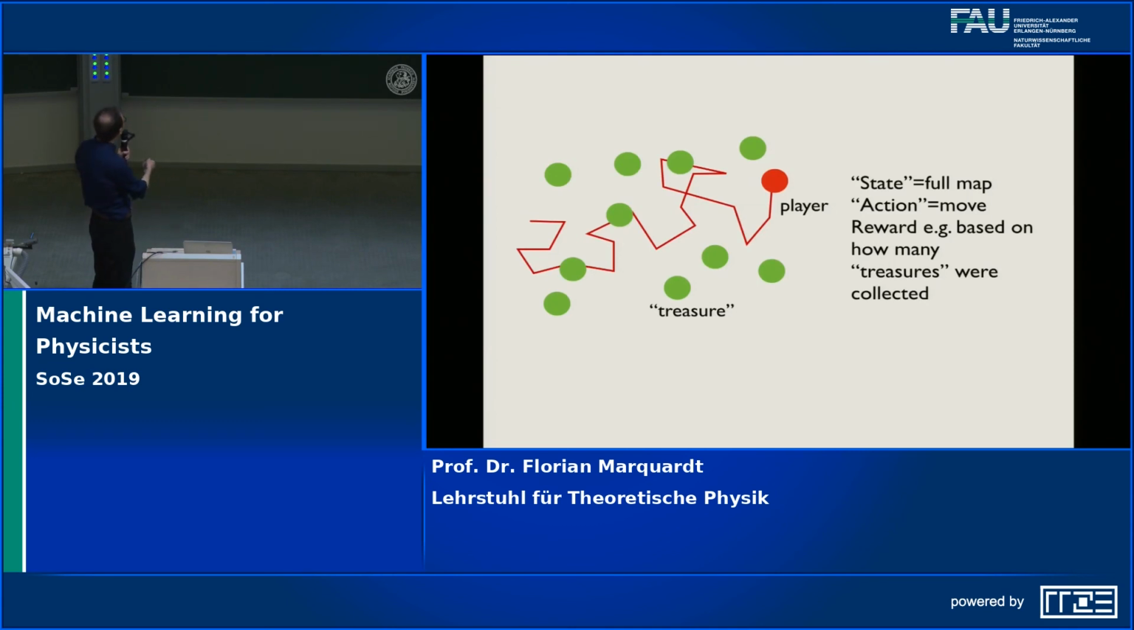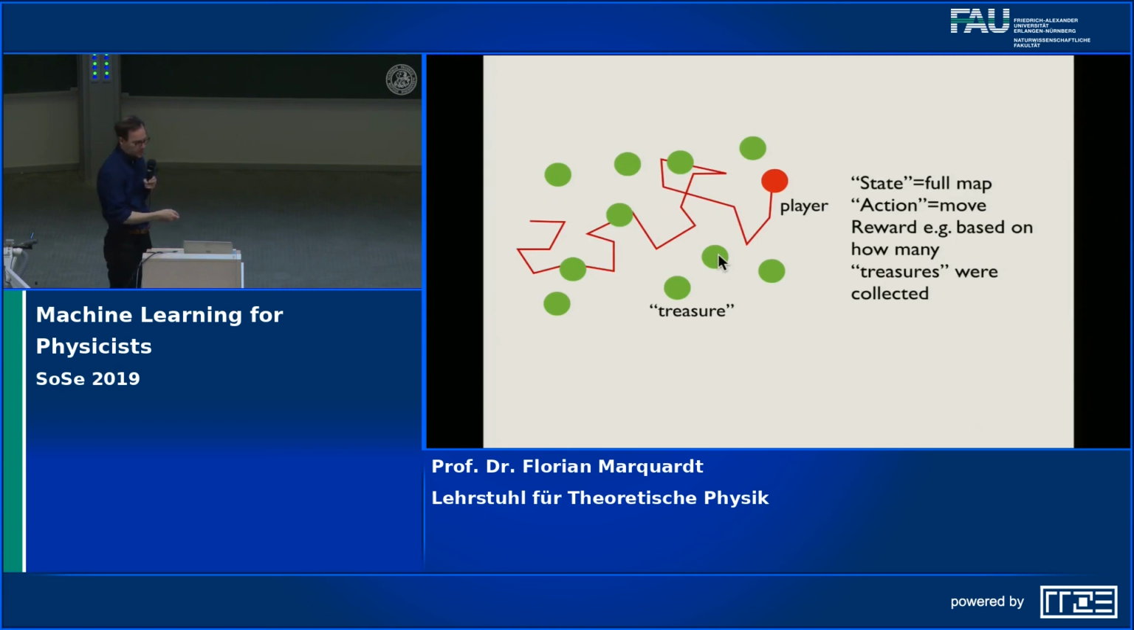So here, this is like a little game. We have a player who's moving around, and whenever the player comes across one of these green circles, that's a kind of treasure chest that it can collect, so then it gets a reward. And even for the simple case, there are many ways of precisely defining the scenario.